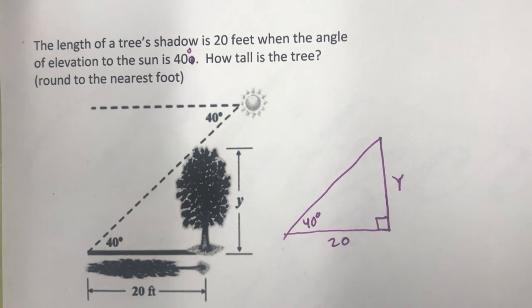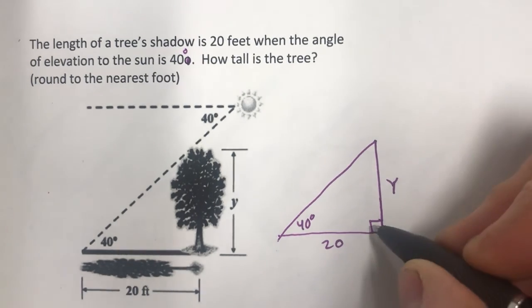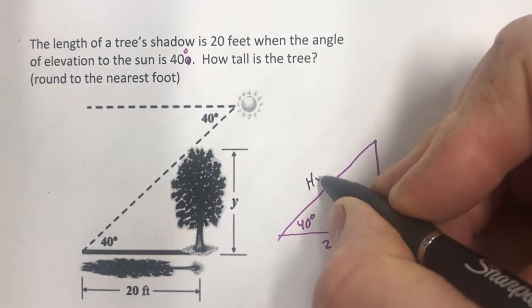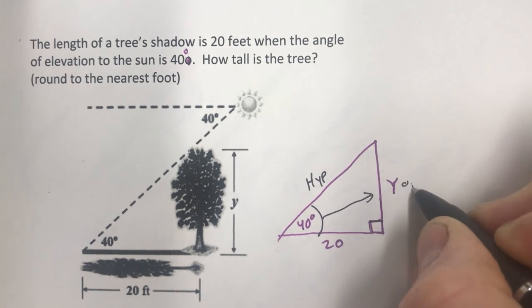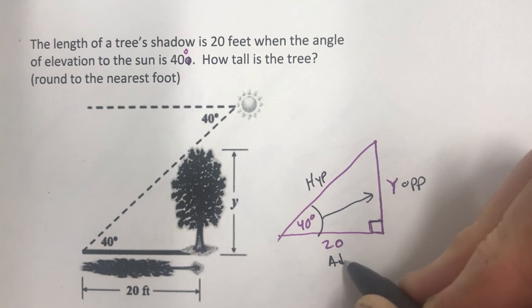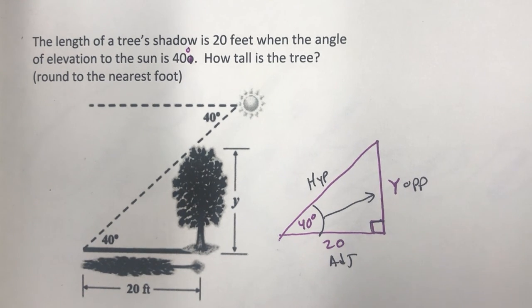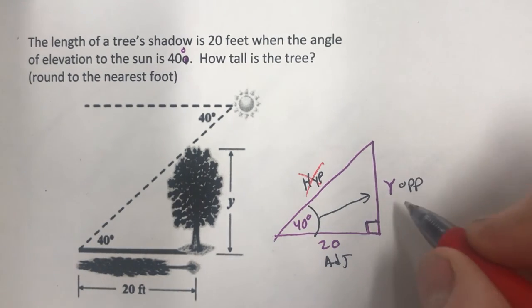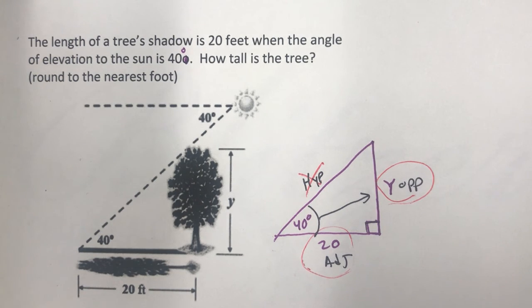So there's my triangle drawn over. Now label the sides. Here's my right angle, which means my hypotenuse is right here. For this angle, over here is opposite. This is right next to it, adjacent. Now, which of these three sides do we not care about? Right there, the hypotenuse. We don't care about it in this problem. There's my opposite, which is y, and there's my adjacent, which is 20.